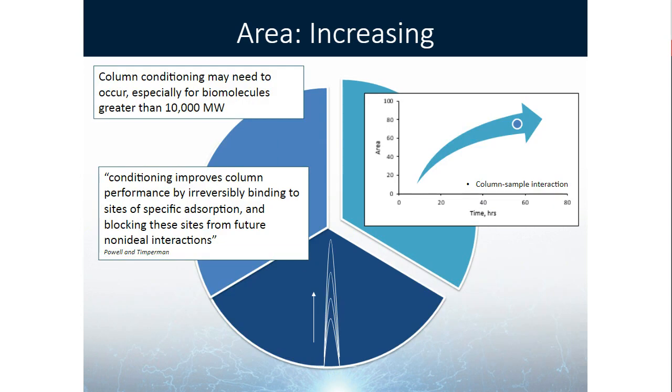Okay, and then if your area is increasing, specifically for any type of bio applications, column conditioning may need to occur, especially for biomolecules greater than 10,000 Daltons. So conditioning improves the column performance by binding the sites of specific absorption and blocking these sites from future non-ideal interactions. Sometimes in the lab, we'll inject large amounts of BSA, maybe 20 microliters on column to fill these active sites and to avoid these issues.